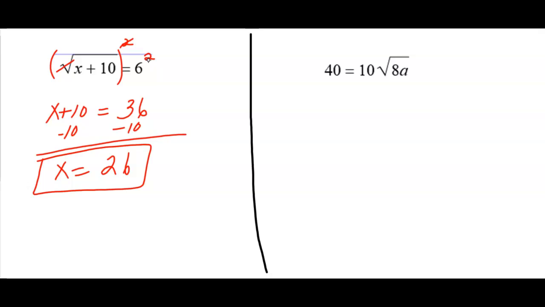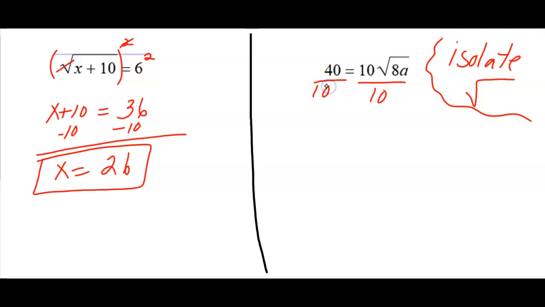All right, here's another example. You want to make sure you isolate your radical first. That has to be the first thing you do. Isolate your radical; it's going to make everything much easier. You see how we have this 10 out front? We want to divide both sides by 10 first. So 40 divided by 10 is just 4. Our 10s cancel out. Now we have the square root of 8a. So now we're ready to go ahead and square both sides.